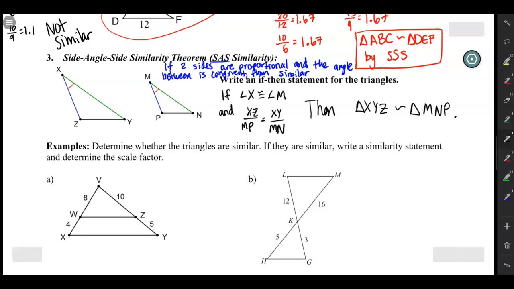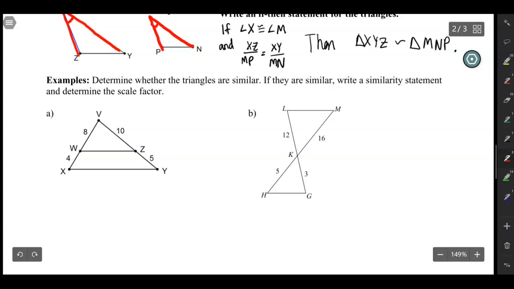Okay, so you've got to prove one angle is congruent and then that two pairs of sides are proportional. Now, it's really, really important that the angle is between the two sides that you are checking. So it can't just be a random angle and then two random side lengths. It's got to be two side lengths and the angle between them. So let's do some examples of using these theorems.